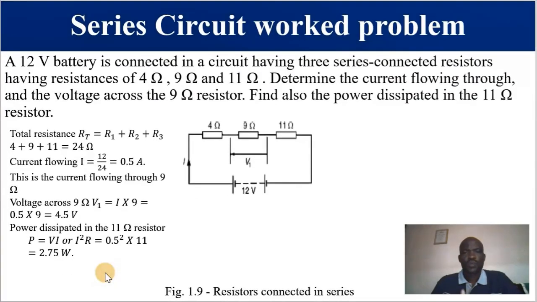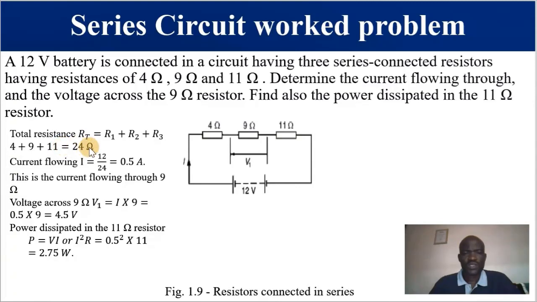Another worked example on series circuit. This time we've got a circuit where the supply voltage E is equal to 12 volts. Then we've got 3 resistors in series, 4 ohm, 9 ohm, and 11 ohms, and we are asked to find the current flowing through the 9 ohm resistor. And how are you going to proceed? It means that first we must find total resistance. And how do you do that? R1 plus R2 plus R3, 4 plus 9 plus 11. This gives us 24 ohms.